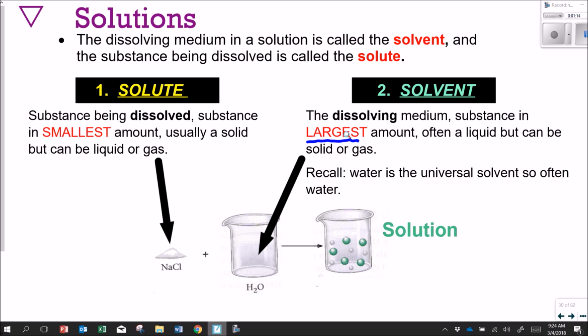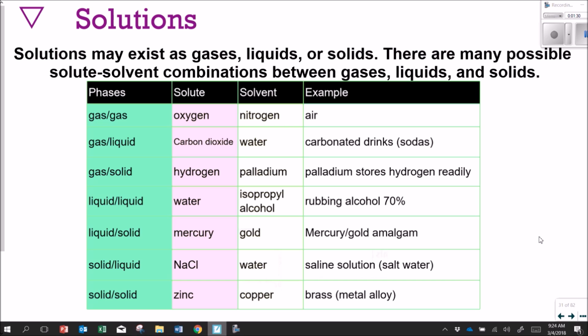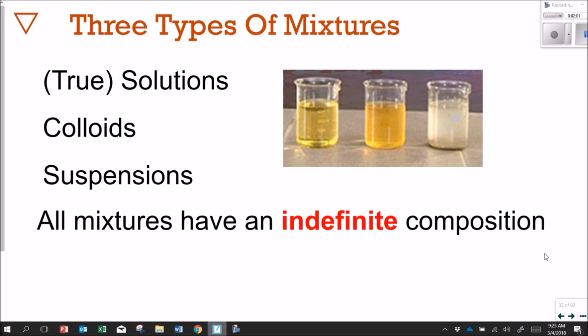The solute is the substance being dissolved, and it is the substance in the smallest amount. It is usually a solid, but it could be a liquid or a gas. Solutions can exist, as we said, as gases, liquids, or solids, and there are many possible solute-solvent combinations. So please pause the video and be familiar with some examples of different solute-solvent combinations, as you can see in this chart. We are going to look at 3 types of mixtures: true solutions, colloids, and suspensions.